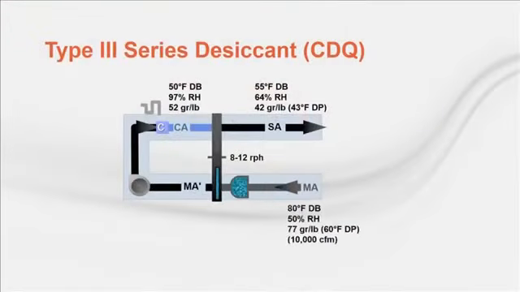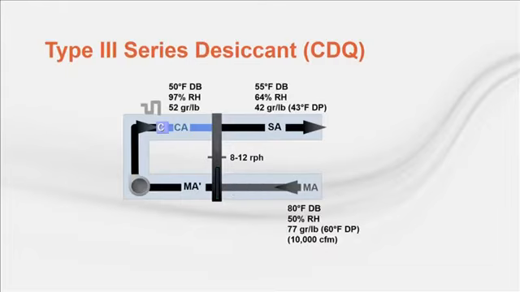The answer is that the wheel slowly rotates and this water vapor is released upstream of the coil. Mixed air enters the wheel at 80 degrees and 50% RH. At this relative humidity, the wheel desorbs water vapor into the mixed airstream without the need to add heat to the airstream. In fact, desorption actually cools the air.